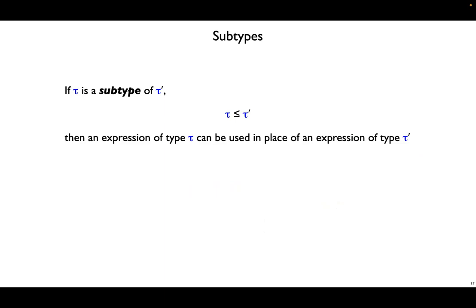So let's use subtyping to get some extra flexibility. We'll say that tau is a subtype of tau prime and write that with this less than or equal symbol, if and only if it's the case that an expression of type tau can be used any place that we're expecting an expression of type tau prime. For example, a record with x mapped to int and y mapped to int is a subtype of a record with x mapped to int. Any place that we're expecting x mapped to int, we can use this record with additional fields instead, and nothing will go wrong. We've got more information in this y field, but we're not using it.